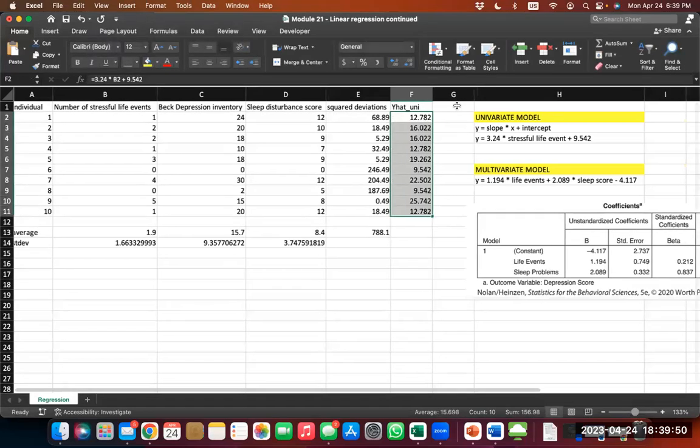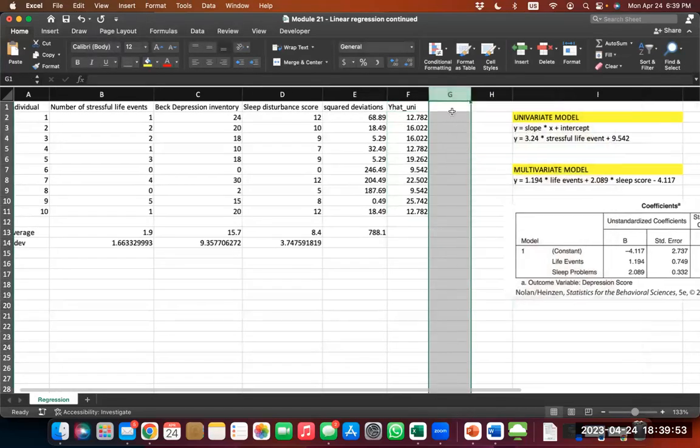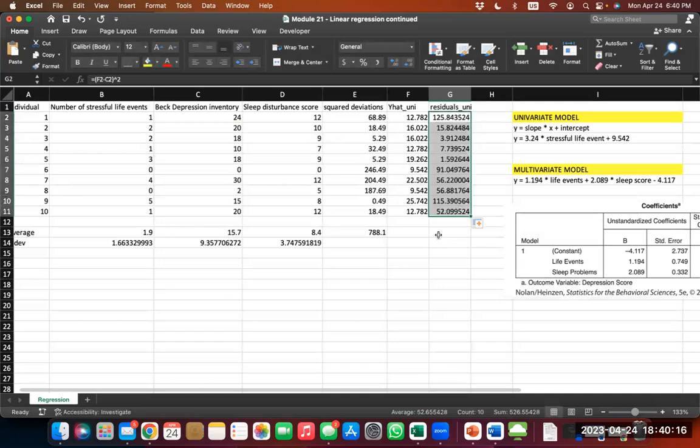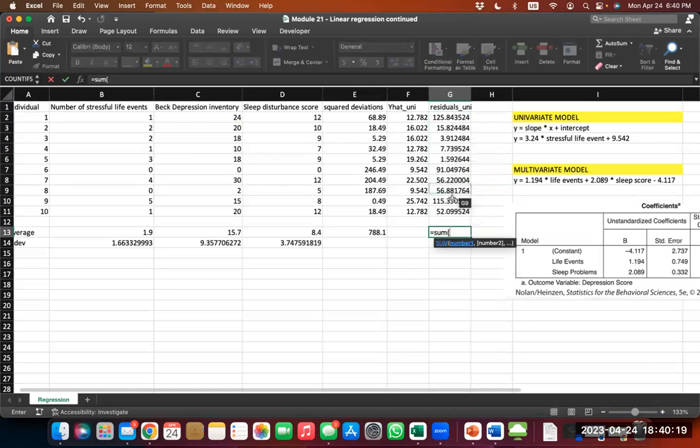And now the next step is we calculate the difference. So this is now residuals uni. That's basically our estimate minus the actual Beck Depression Inventory score, squared. You can put this all the way down. We're calculating the sum. That gives us the residual error of a univariate regression model predicting our Beck Depression Inventory score.